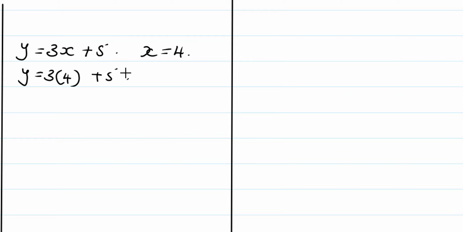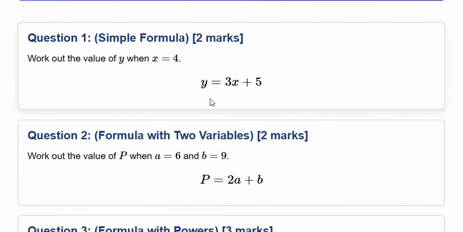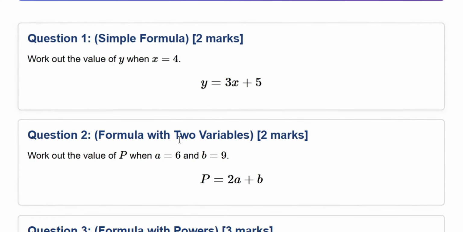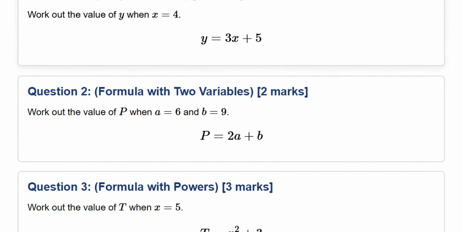Then from there, we need to open these brackets. So it will be y is equal to 3 multiplied by 4, which is 12, then plus this 5 here. Then from there, we can do the addition, where we'll have now y is equal to 12 plus 5, which is 17. And that becomes the solution for this first question here. Y is 17. So can we try question 2, which is a bit more complex than question 1.